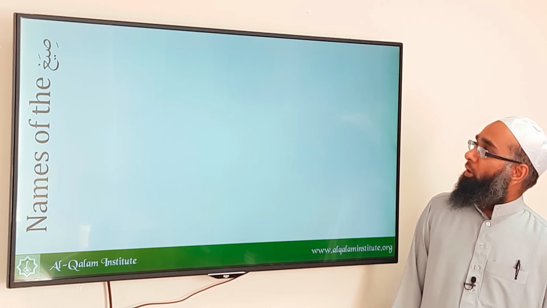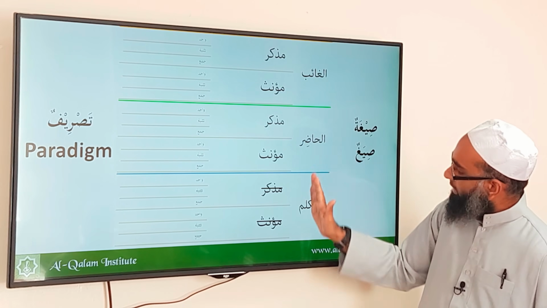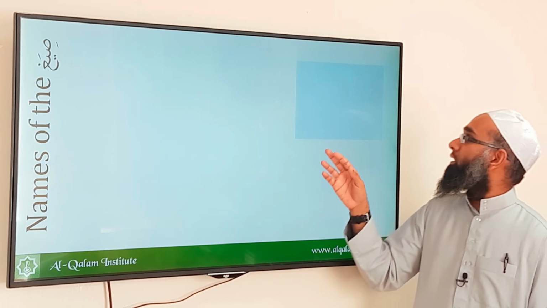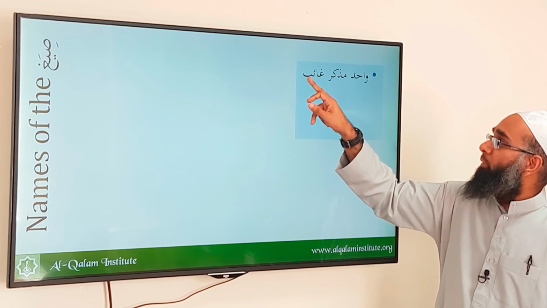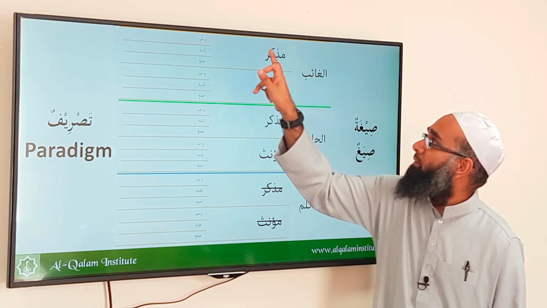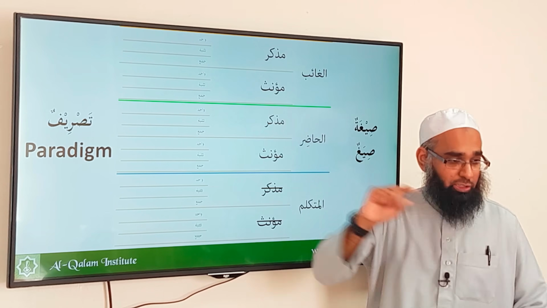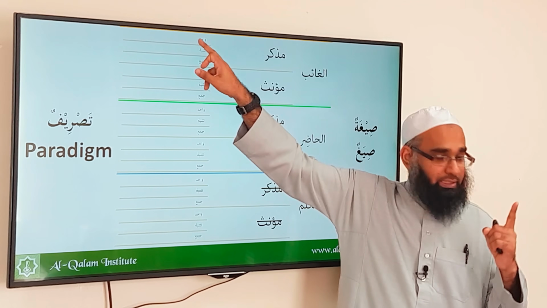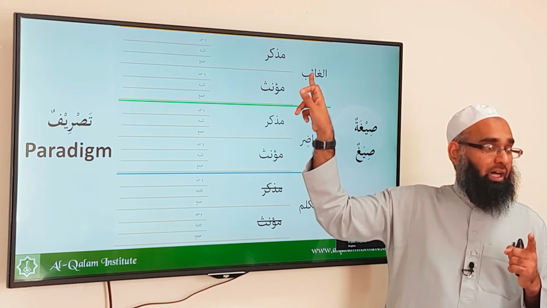So now, what happens now? In this table, I've written it down in the logical order. But when we pronounce this, we pronounce it like this. We say, look, wahid muzakkar ghaib. So fa'ala is called what? Wahid, because it refers to one person who is muzakkar and who is ghaib.